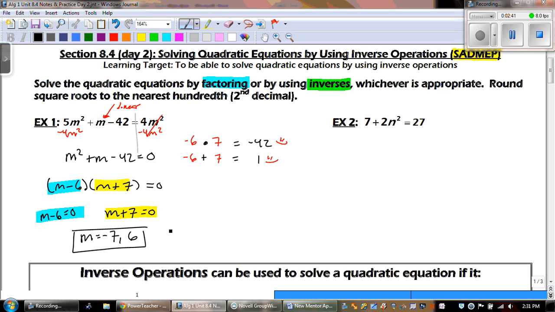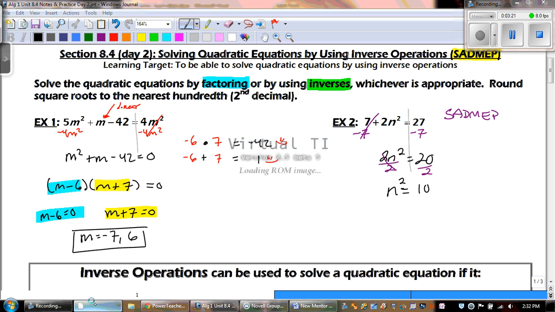Now example number 2: is there a linear term? No linear term, so we have to follow SADMEP. I have to cancel addition and subtraction first. We have our 7 right here. It's a positive 7, so I'm going to subtract 7 from both sides. We get 2n squared equals 20. We have to divide both by 2, and we get n squared equals 10.